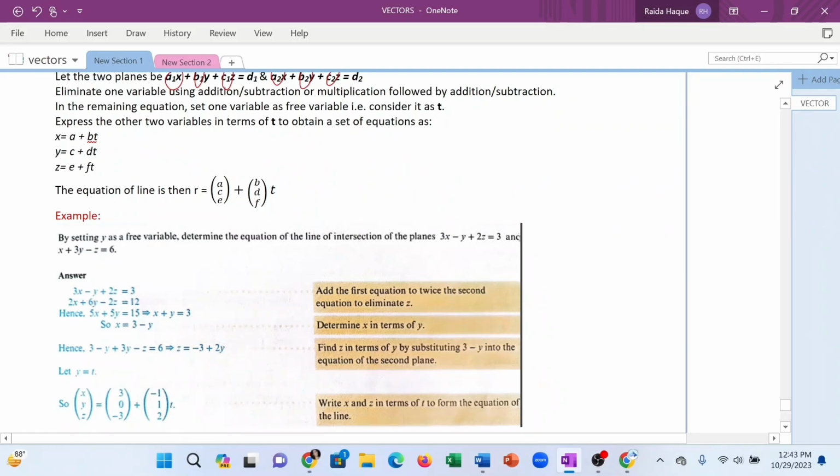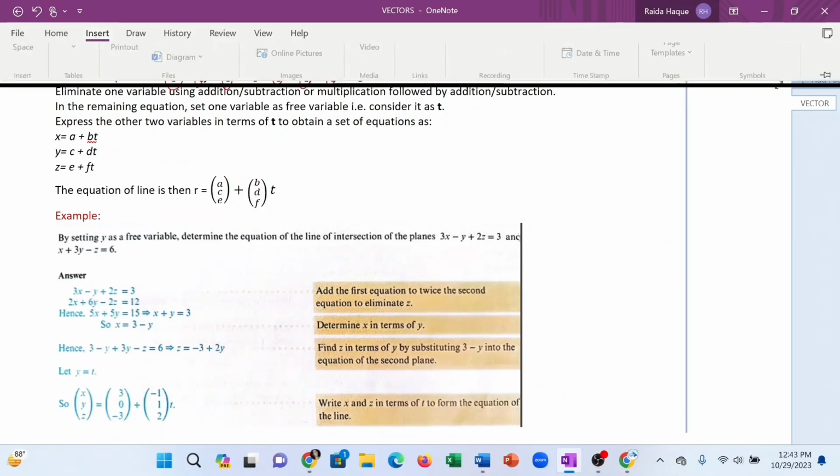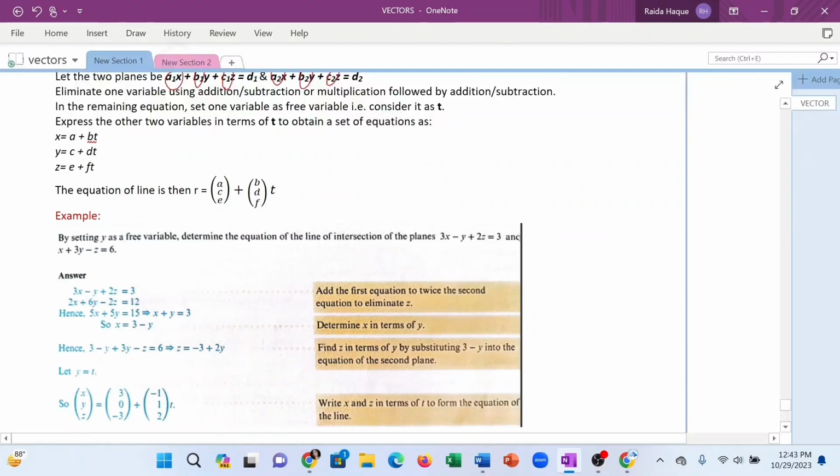So now you need to substitute this back into the original equations. So you have x equals 3 minus y. So if you input this into this equation, you will have an equation in terms of just y and z, right? So then you have z equals minus 3 plus 2y.